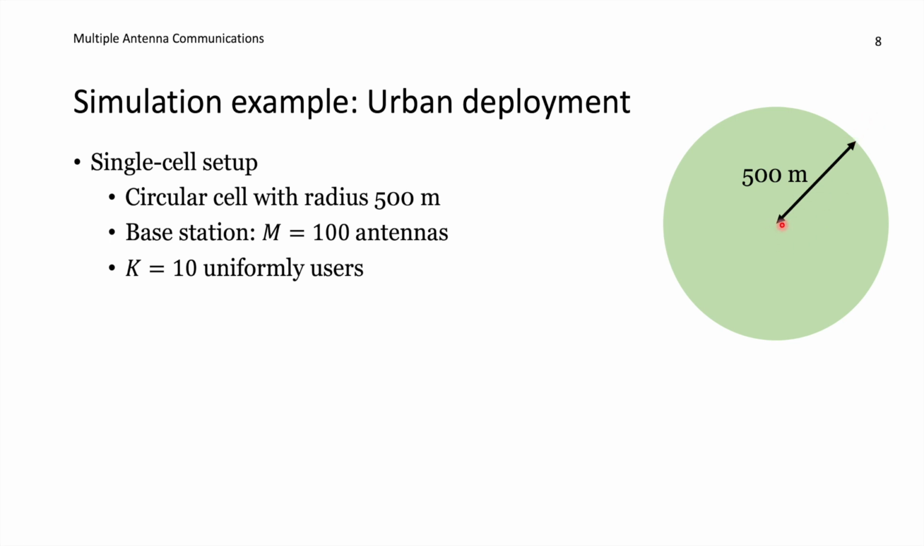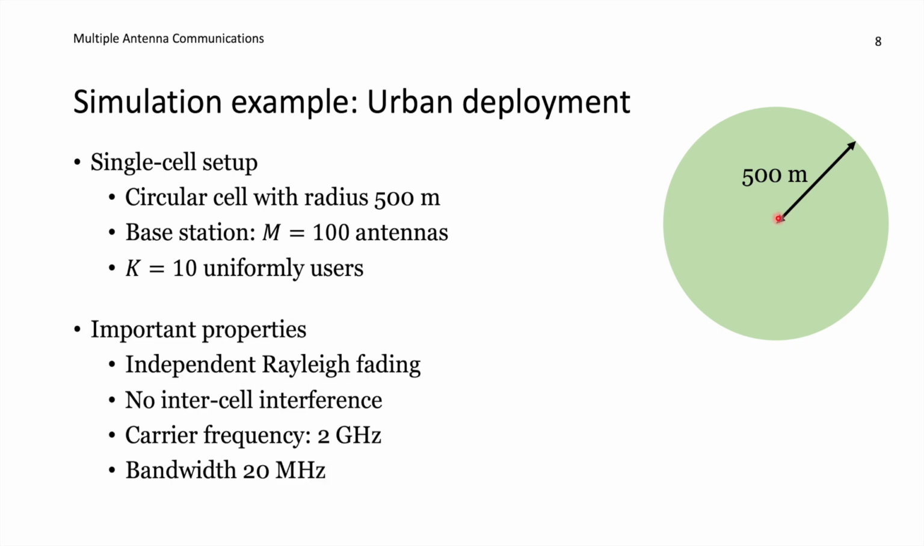In the center of the cell there is a base station with 100 antennas, and then we have 10 users that are uniformly distributed within this area. Uniformly distributed doesn't mean that the distance from the base station is uniform between 0 and 500 meters, but it's uniformly distributed over the area inside here. So there are actually more users in the outer part of the region than in the inner part, because there is more area the further out you are from the center of the cell.